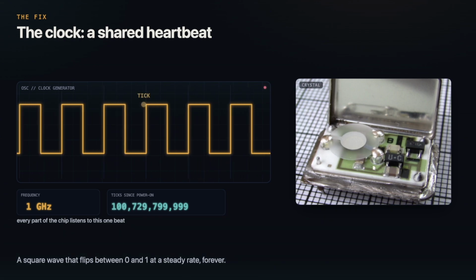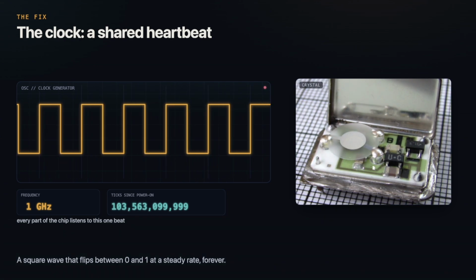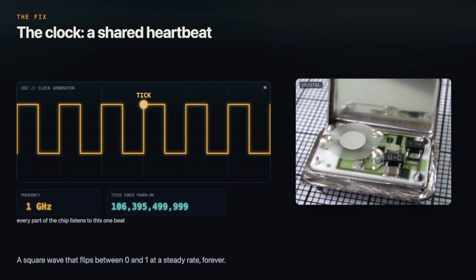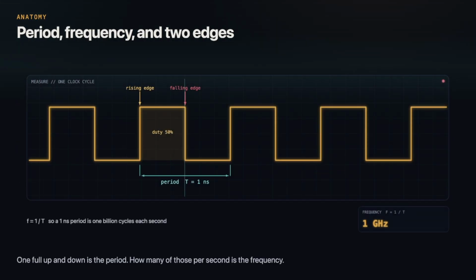This one wave is sent to every part of the chip, and a fast clock flips 1 billion times every second, or more. Let us name the parts. One full trip, low to high and back to low, is called the period. We write it as capital T. The number of periods packed into 1 second is the frequency. If the period is 1 nanosecond, 1 billionth of a second, then the frequency is 1 gigahertz, 1 billion cycles every second. Frequency is just 1 divided by the period. And notice the two moments where the signal jumps, the rising edge going up and the falling edge coming down. Hold on to that rising edge.